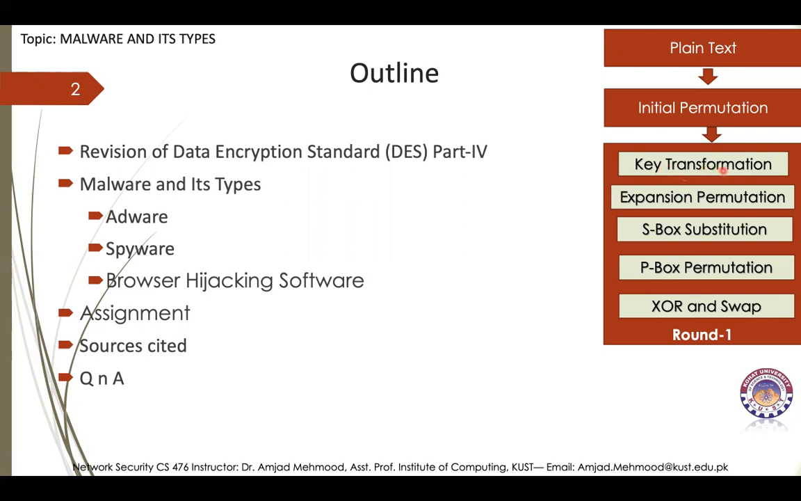where key transformation receives it and passes it to the expansion permutation. As the name suggests, expansion will be done and permutation will be performed, and then it will pass to the S-box substitution, P-box permutation, and XOR swap operation. And then your round 1 finishes and passes to the next round. So this way you will pass each time to the next round after performing these steps. So after 16 rounds, final permutation is done, and final permutation gives you the ciphertext.